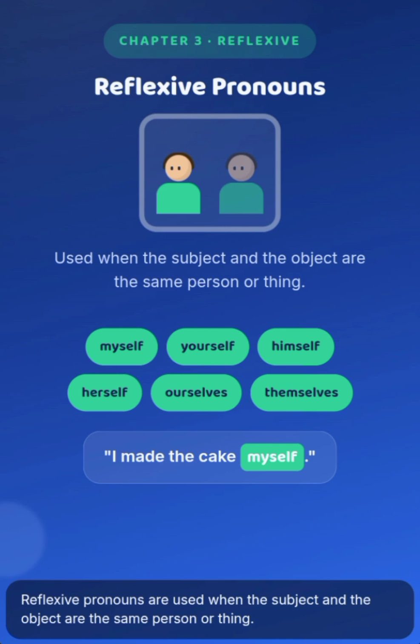Reflexive pronouns. It is used when the subject and the object are the same person or thing. Myself, yourself, himself, herself, ourselves, and themselves. Example: I made the cake myself.